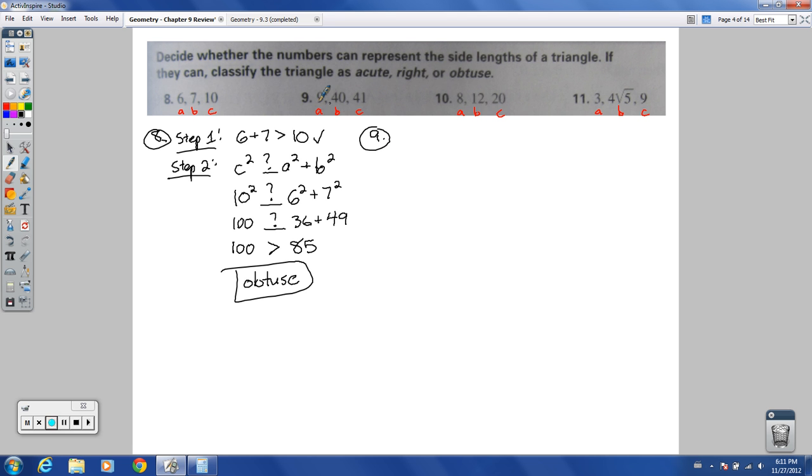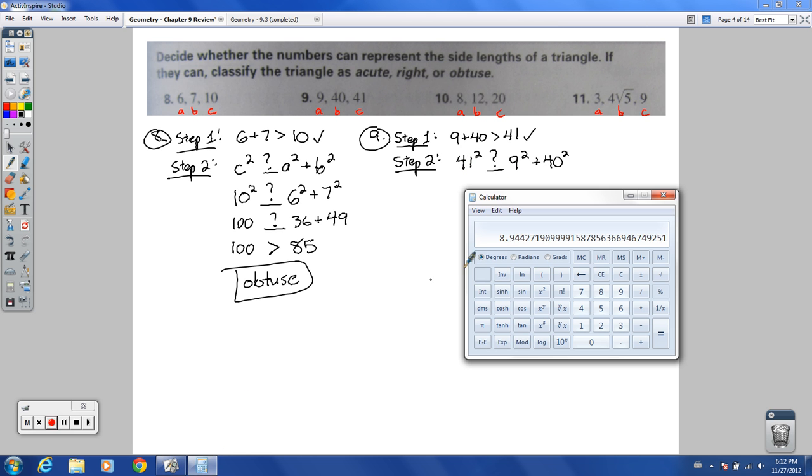Number 9, you've got the same sort of idea here. Do step 1, compare A plus B, and see if it's bigger than C. So 9 plus 40, is that bigger than 41? This is 49, that's bigger than 41, so that checks out. Yes, it is. Step 2, checking C squared compared to A squared plus B squared. This time I'm just going to plug it in right away. So 41 squared compared to 9 squared plus 40 squared. I could write 40 squared plus 9 squared. Flip-flopping those wouldn't make a difference, but I can't flip-flop 41 over to here. 41 squared is 1681.